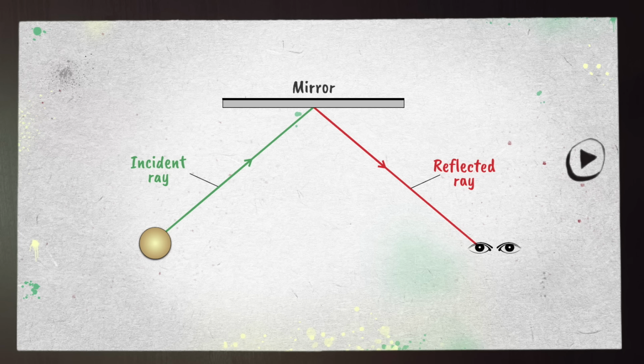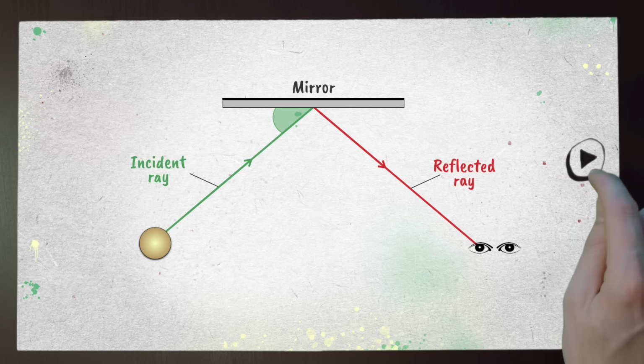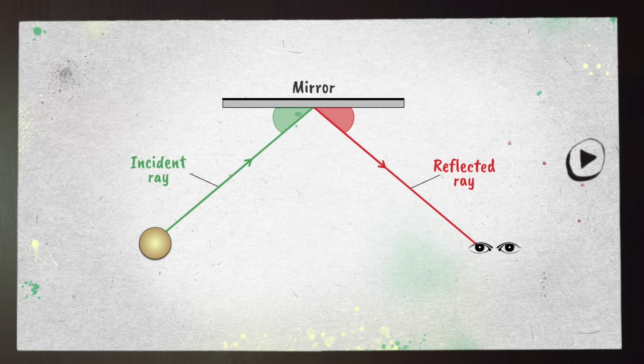The direction the reflected ray comes off the mirror is not random. The angle it bounces off at is the same angle that the incident ray reaches the mirror with. If this is 40 degrees, this one is 40 degrees. But this is not how we usually do it when describing reflection angles.